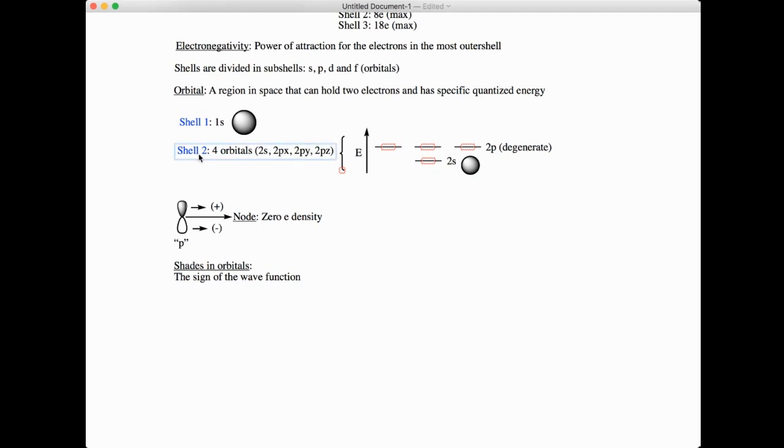As I said, in shell number 2, we have 4 orbitals maximum because you can find 8 electrons. So one of these 4 orbitals is 2s, which we know is a sphere. You will find electron density inside that sphere everywhere. And then we have 3 p orbitals, x, y, and z. And these 3 p orbitals have exactly the same energy level. So we call them degenerate orbitals because they have the same energy levels. The 2p are slightly more energetic than the 2s. Is that clear now?